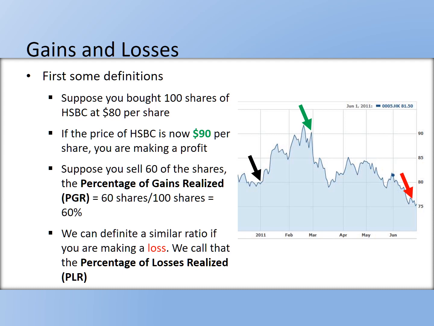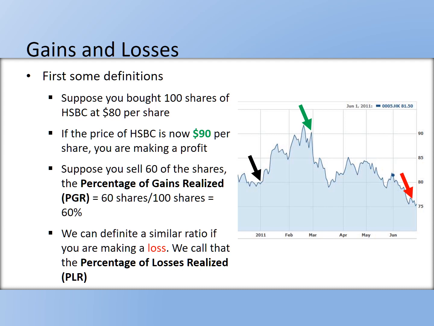You can similarly define a similar ratio if you're making a loss. We call that percentage of loss realized, PLR, right? So if you're just buying a particular stock once, then it's quite clear that PGR and PLR should add up to 100%, right? You either sell at a gain or sell at a loss. It's highly unlikely you will be able to sell it at the exact same price. So usually you just either sell it at a gain or sell it at a loss.